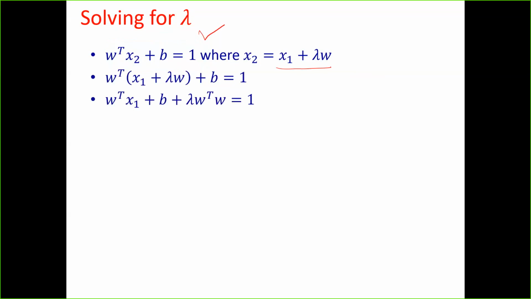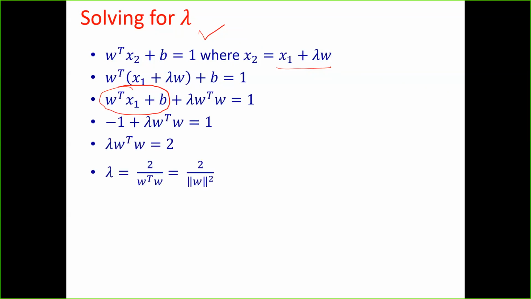Expand this. When you expand this, W transpose x1 plus B plus lambda times W transpose W is equivalent to 1. Can anyone tell me what is the value of W transpose x1 plus B? It is minus 1, right? Because x1 is a point that is lying on the negative boundary. So we can substitute minus 1, so it is minus 1 plus lambda times W transpose W is equivalent to 1. So can I solve for lambda now? Lambda is equivalent to 2 divided by W transpose W, which is nothing but 2 divided by mod W square, right? So this is what lambda is.